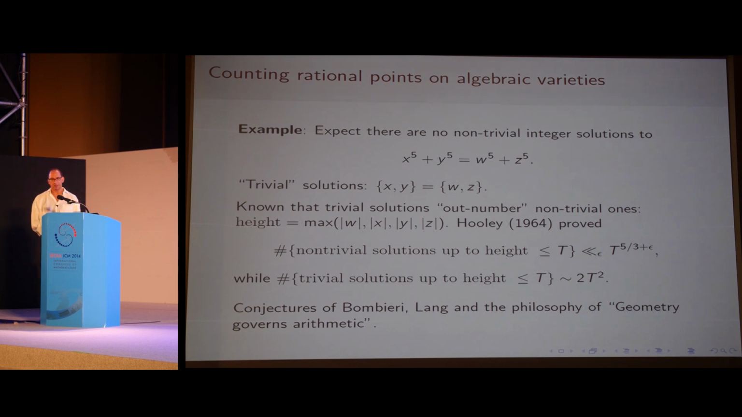And what is known by counting methods in this case is that asymptotically there are fewer non-trivial solutions than trivial ones up to some large height t. The trivial solutions correspond to lines in the corresponding algebraic variety. And note this variety is not a curve. And the current knowledge for higher dimensional algebraic varieties, the knowledge about Diophantine properties, is much less developed and complete than for curves, where we have Mordell's theorem, though there are far-reaching conjectures of Bombieri and Lang.